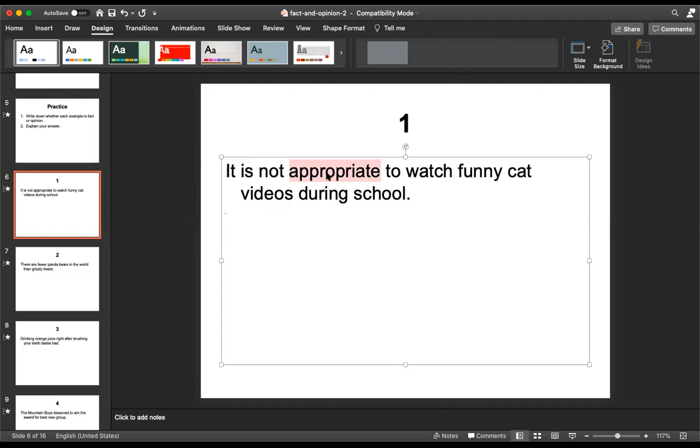So we're just looking, just to sum it up, fact and opinion. And we're just doing a bunch of practice of it. We looked at this one. It's not appropriate to watch funny cat videos during school. That is an opinion because appropriateness has different levels, obviously.